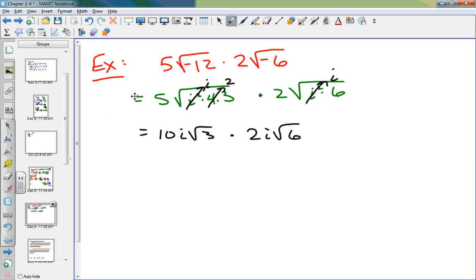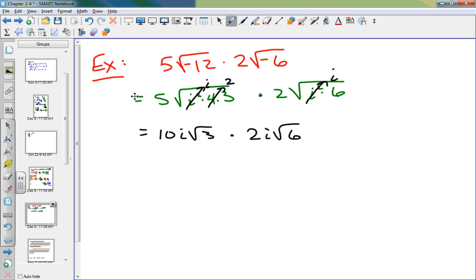Okay. Negative 12 gives me the I squared, right? The 4 times the 3, why is it the 4? Because it's a perfect square. So the square root of I squared is I, the square root of 4 is 2, 2 times 5 gives me 10, bring down the I, square root of 3. Make sense? Okay. Now, I can marry the outsides together and the insides together.